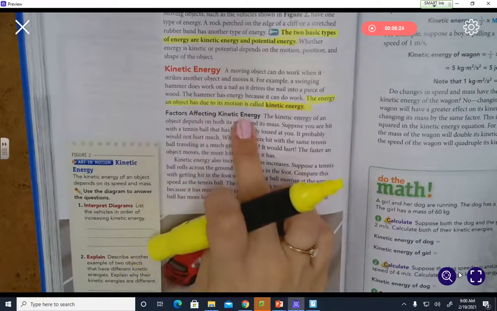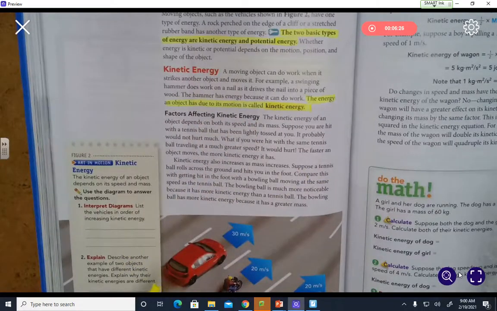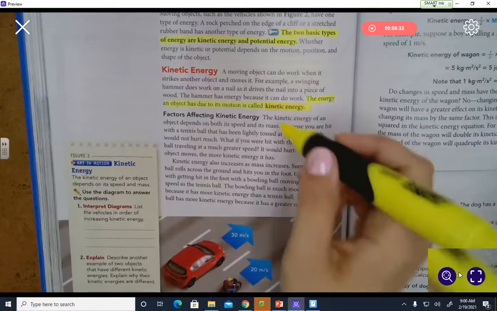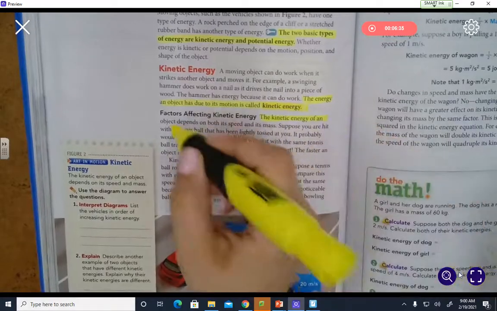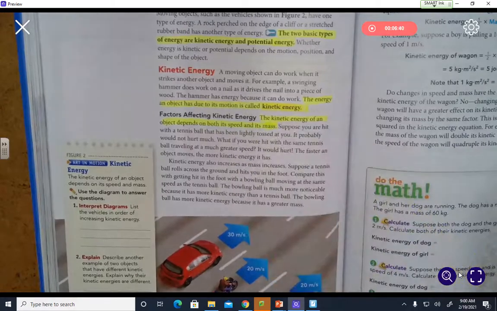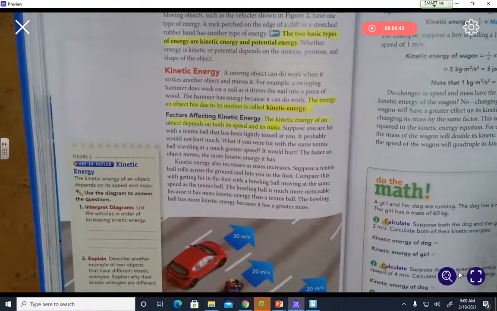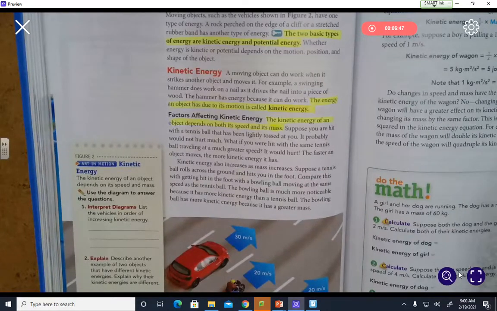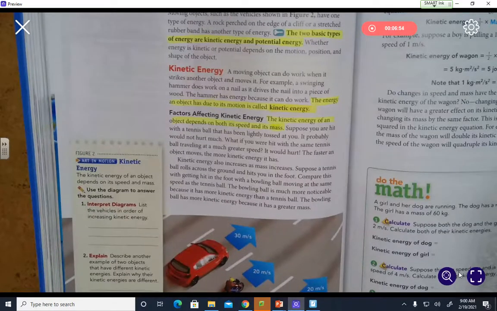Factors affecting kinetic energy. The kinetic energy of an object depends on both its speed and mass. Suppose you are hit with a tennis ball. Hold on, I want you to highlight that. The energy of an object depends on both its speed and its mass. Suppose you are hit with a tennis ball that has been lightly tossed at you. It probably would not hurt much. What if you were hit with the same tennis ball traveling at a greater speed? It would hurt. The faster an object moves, the more kinetic energy it has.